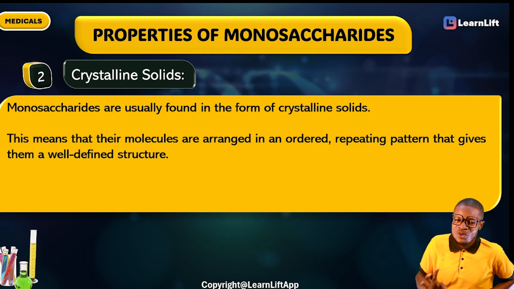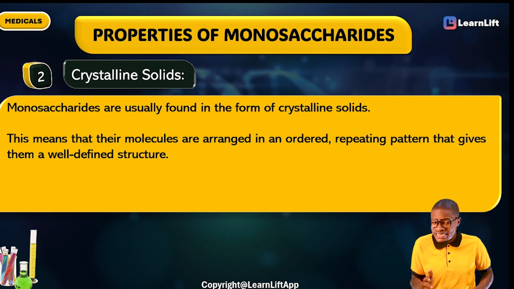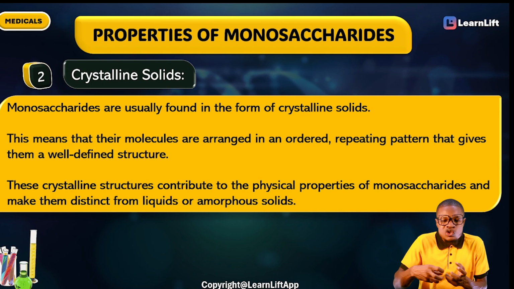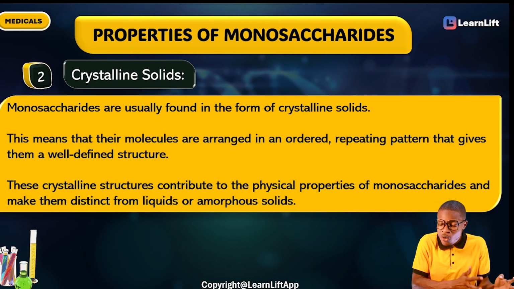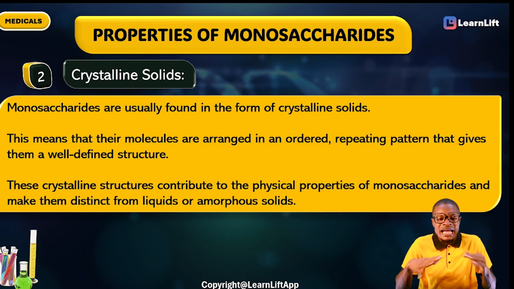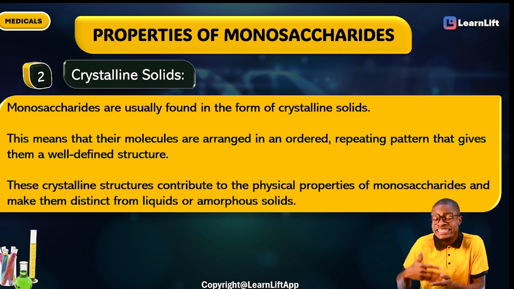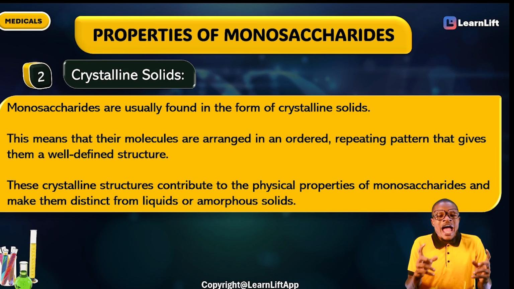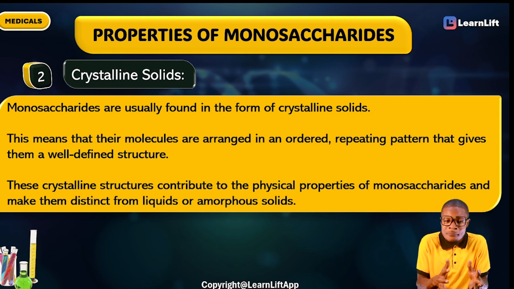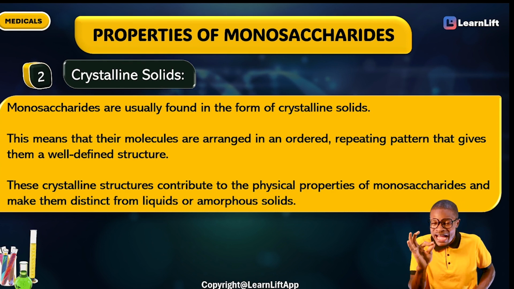One sweet thing about your monosaccharides is this. We can actually say that they have order, they have shape, they have pattern. Because of that, the crystalline structures contribute to their physical properties. So the physical properties of monosaccharides are because of their crystalline structures. And this makes them distinct from liquids or amorphous solids. Amorphous solids lack form, they lack shape, while your crystalline solids have form or shape. So for monosaccharides, are they crystalline or amorphous? Of course, they are crystalline because they have shape and form.